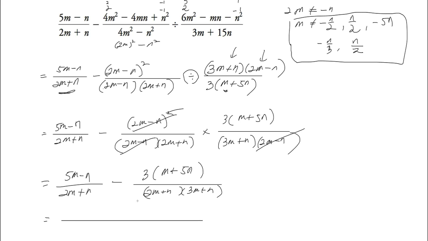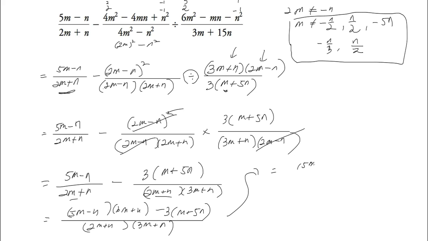So the common denominator to combine these two will be 2m plus n, that's common between the two, times 3m plus n. So this right here needs to be multiplied by 3m plus n, and this right here stays exactly the same. Okay, so let's continue here. If you expand that, we get a 15m squared. Right, so you get 5 minus 3, that's plus 2mn minus n squared minus 3m minus 15n.